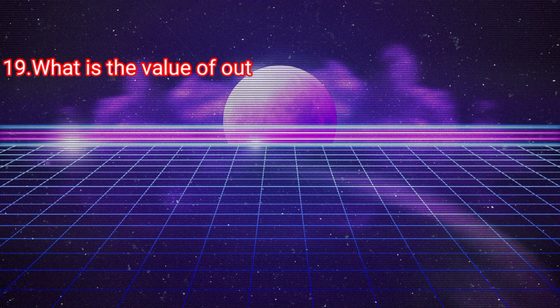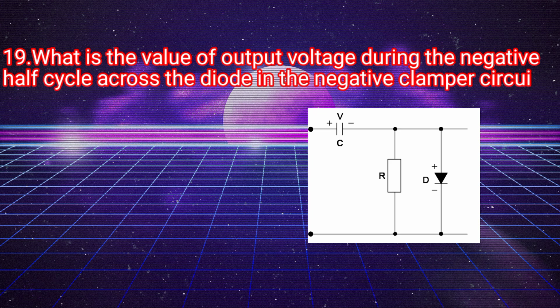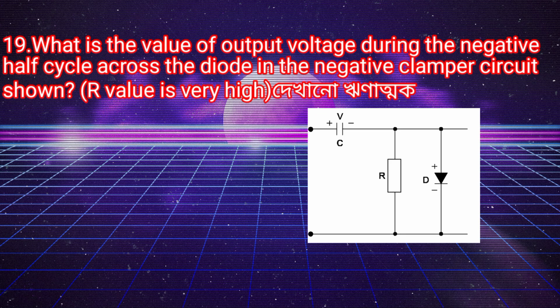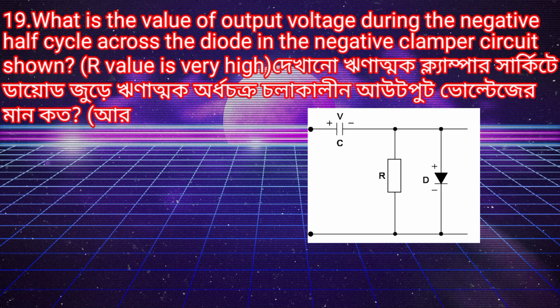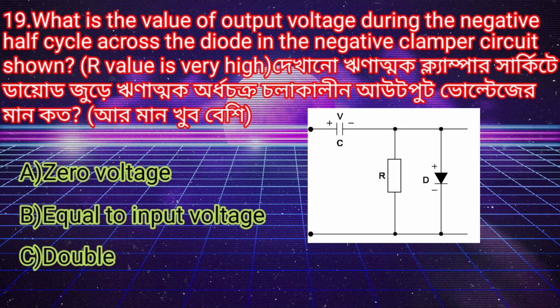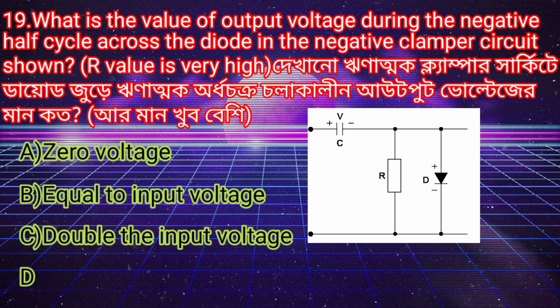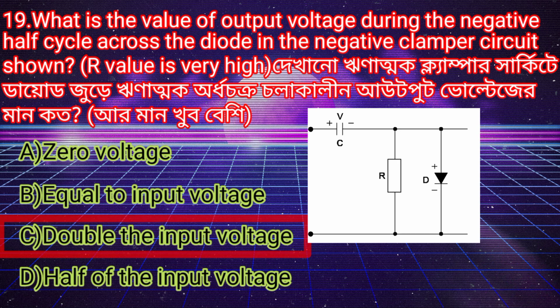What is the value of output voltage during the negative half cycle across the diode in the negative clamper circuit shown? Option A 0 voltage. Option B equal to input voltage. Option C double the input voltage. Option D half of the input voltage. উত্তর হবে অপশন সি double the input voltage.